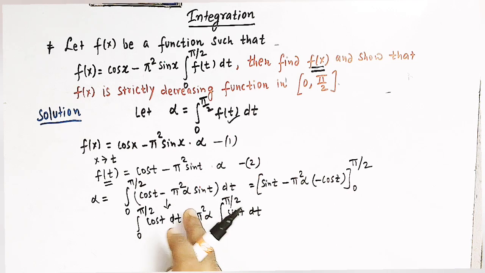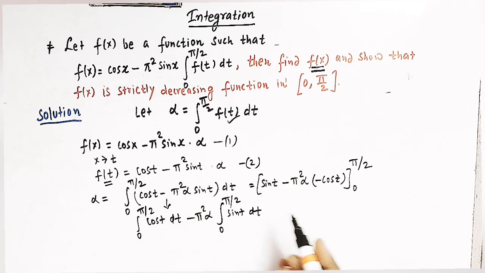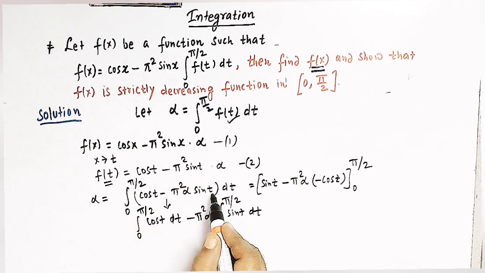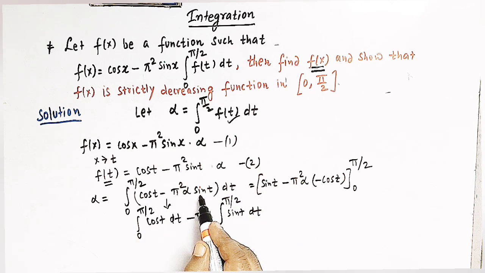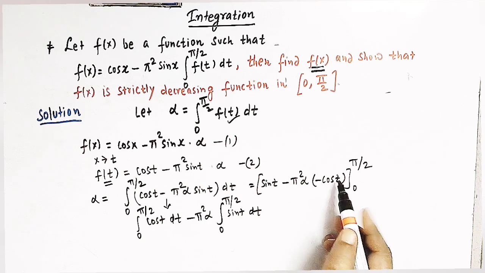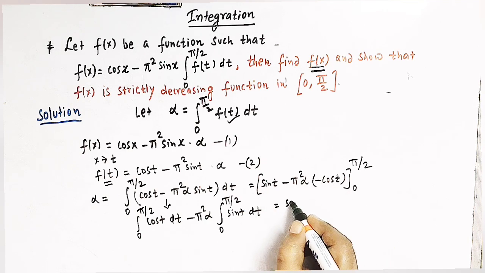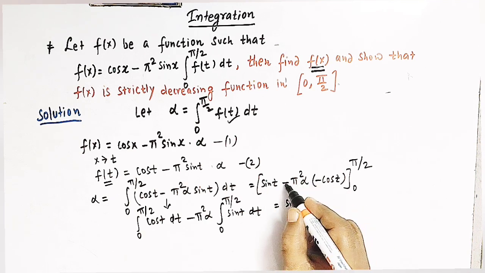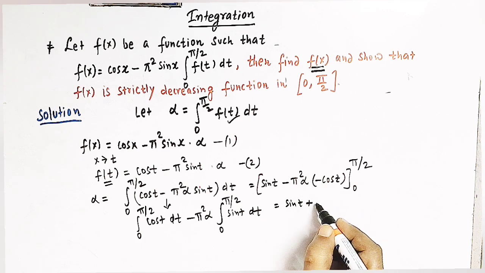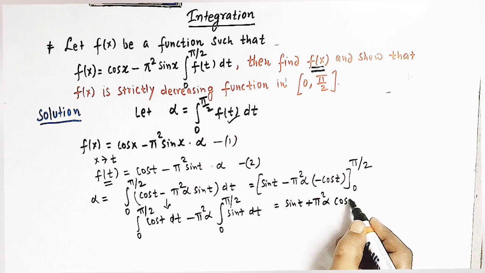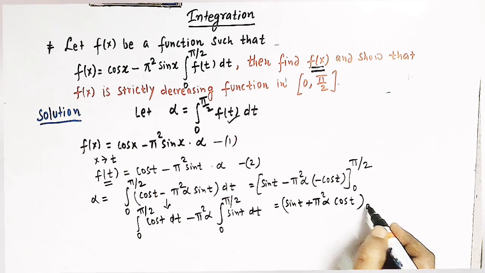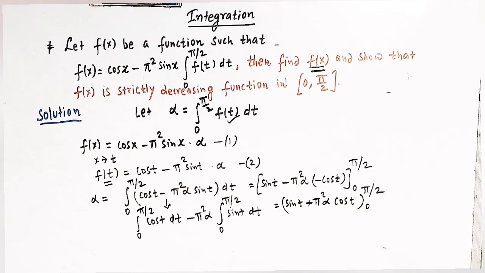So we can also write this integral like this, or integrating the terms, cosine t has integral sin t, and sin t has integral minus cosine t. So now we have sin t, and here minus and minus multiplied together gives us a positive sign, and here we have pi square alpha cos of t, and the limits of integration are from 0 to pi by 2. Now let us substitute the limits and take the difference.